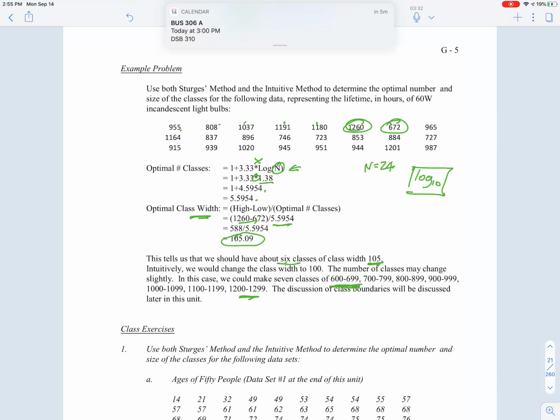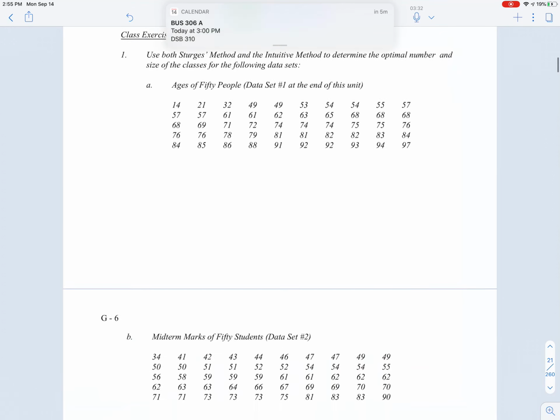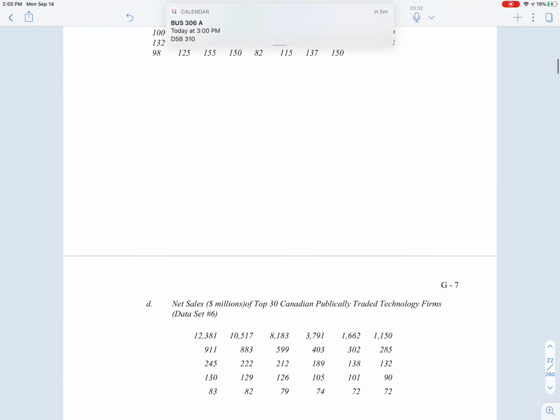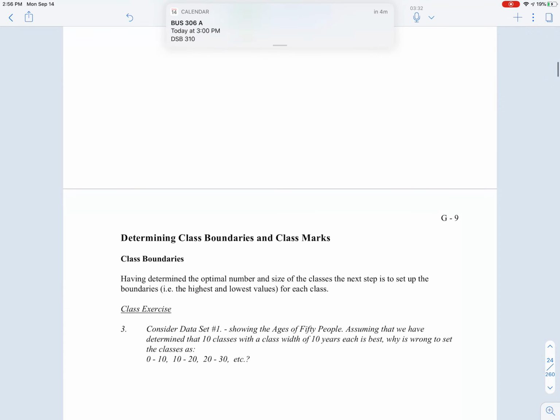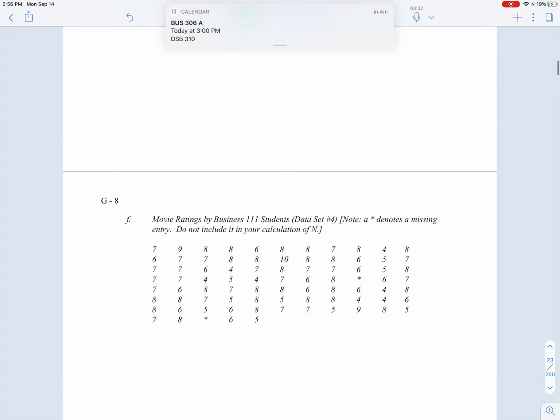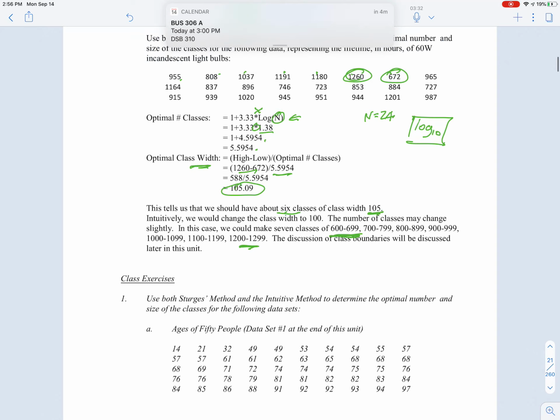Okay. I am going to stop this right here. And then in the next one, we're going to work through some examples. In fact, for homework, why don't you work through all these next class examples here. And so that'll take us to the end of G8. I think this is enough for one day.